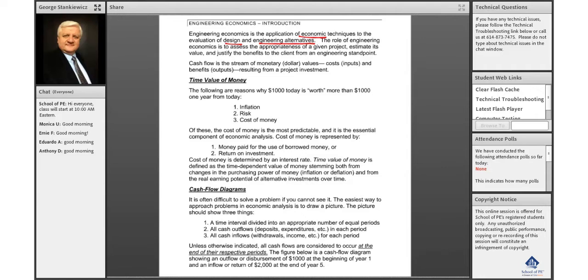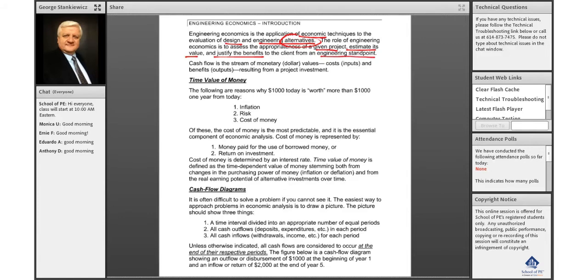So continuing, we see that it's economic techniques for the evaluation of design and engineering alternatives. Alternatives is the most important word here. In engineering, often you'll be asked to make a comparison between one system and another, and your comparisons can be made from either the economic side or from a system standpoint. So the role of engineering economics is to assess the appropriateness of a given project, estimate its value, and justify the benefits to the client from an engineering standpoint.